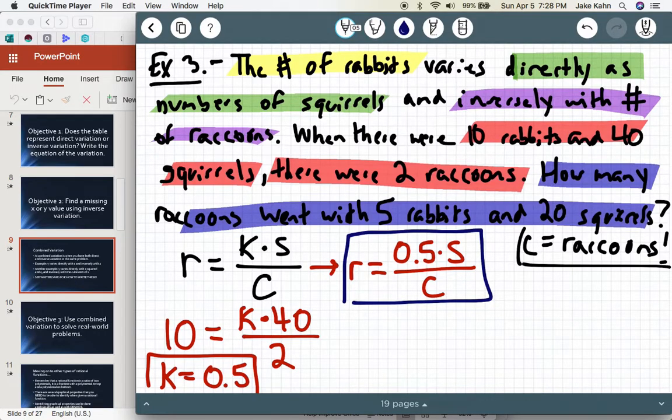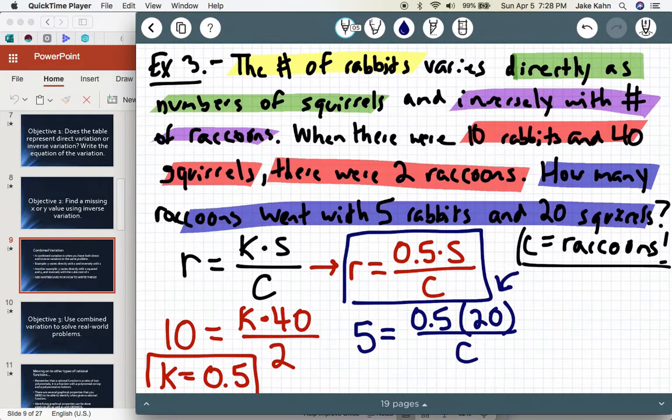So we're going to plug in 5 for r, equals 0.5 times s, which is 20, divided by c. How many raccoons went with 5 rabbits and 20 squirrels? We are solving this equation for c right now.